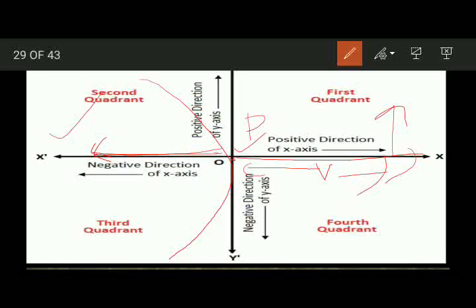Similarly, if the object is standing upward, that is erect, then the height of the object will always be positive, because it is towards the positive y-axis. And if the image is downwards, inverted, then the height of the image will be negative because it is on the negative y-axis.